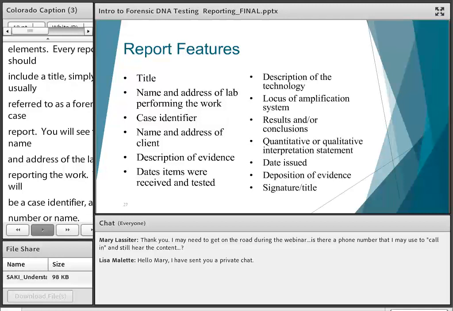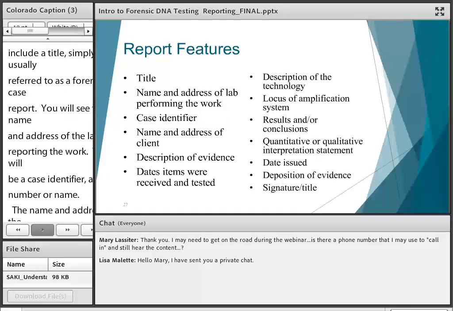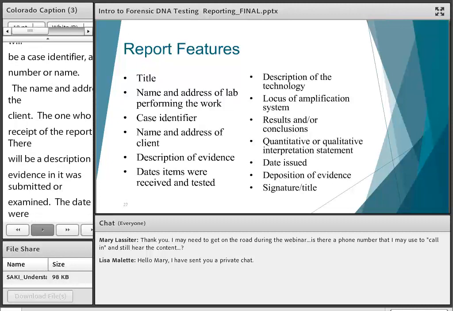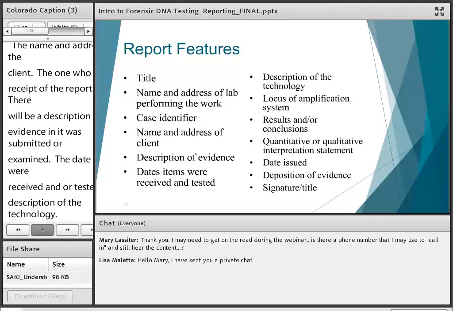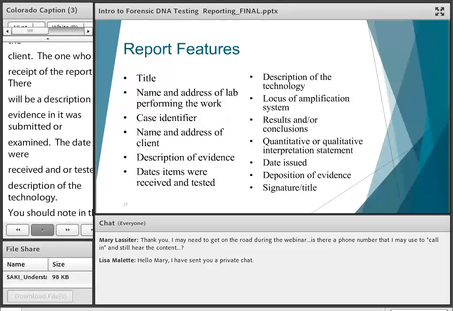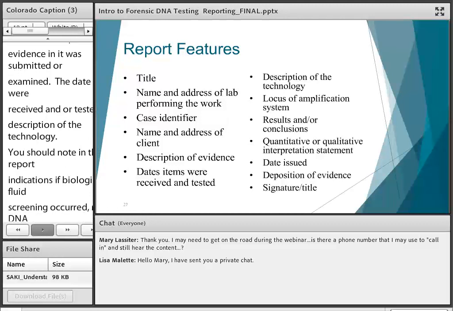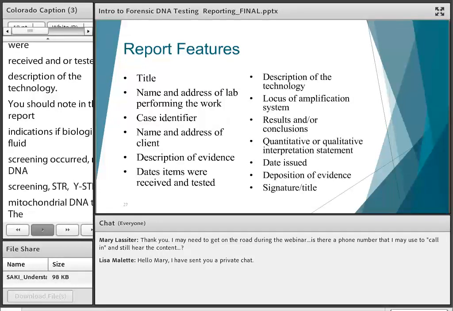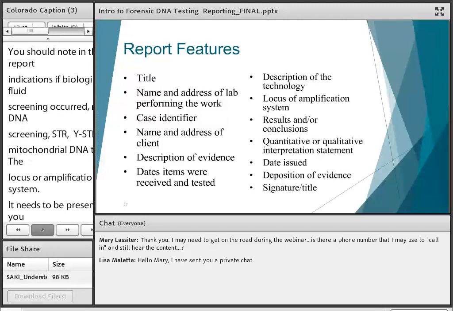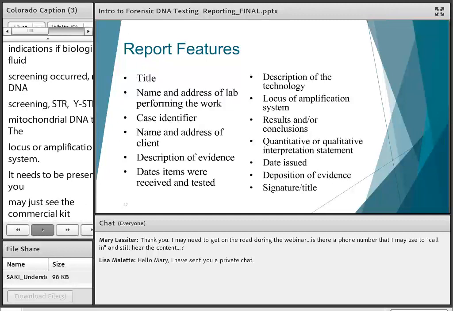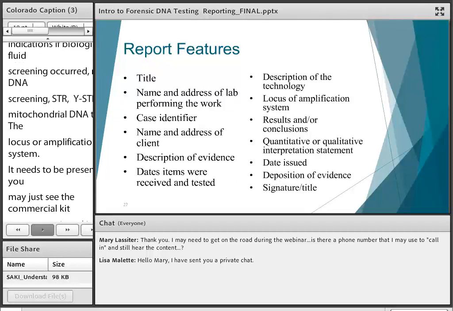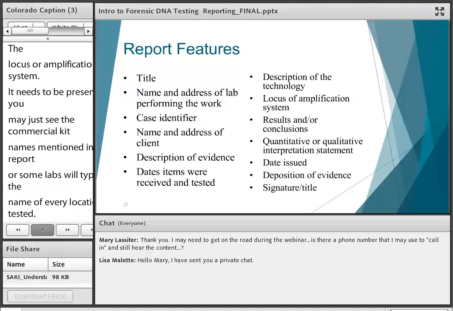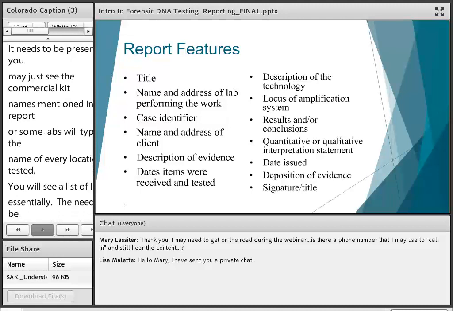There will be a description of evidence that was submitted or examined, the dates the items were received and/or tested, and a description of the technology. So you should note in the report there'll be indications if biological fluid screening occurred, male DNA screening, STR, Y-STR, or mitochondrial DNA testing. The locus or amplification system needs to be present. So you may just see those commercial kit names mentioned in the report, or some labs are going to type out the name of every location that was tested. So you'll see a list of loci, essentially. There needs to be a result and conclusion statements, if applicable, and if needed, also quantitative or qualitative interpretation statements.